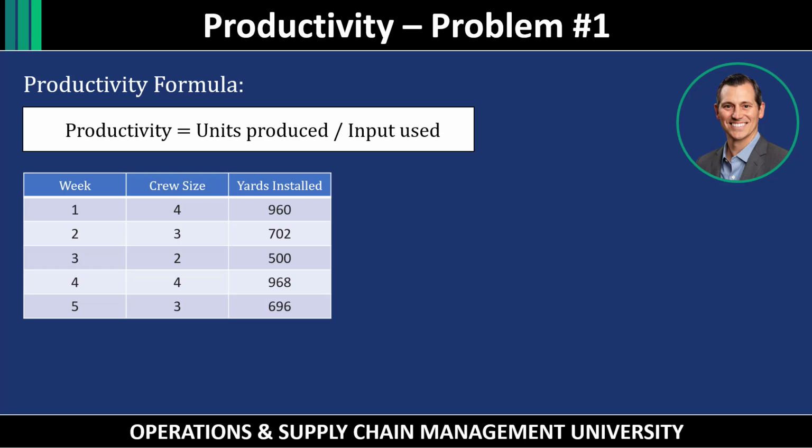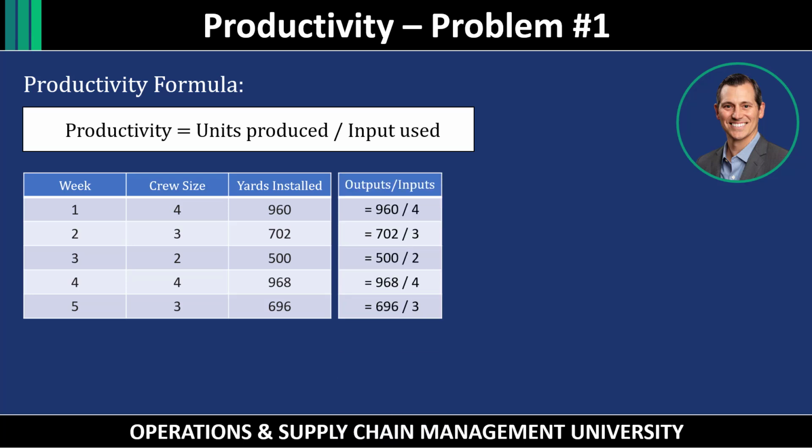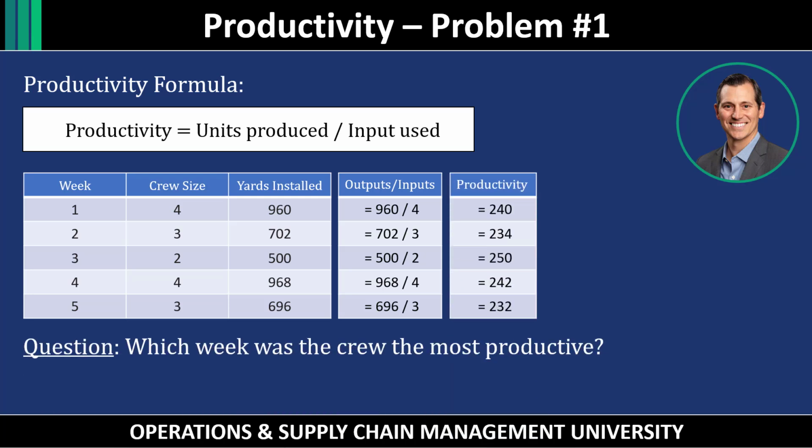So to calculate problem number 1, you're simply going to take your outputs for each week divided by your inputs for every week, and your answer is, for week 1, productivity was 240, for week 2, it was 234, for week 3, it was 250, for week 4, it was 242, and for week 5, it was 232.